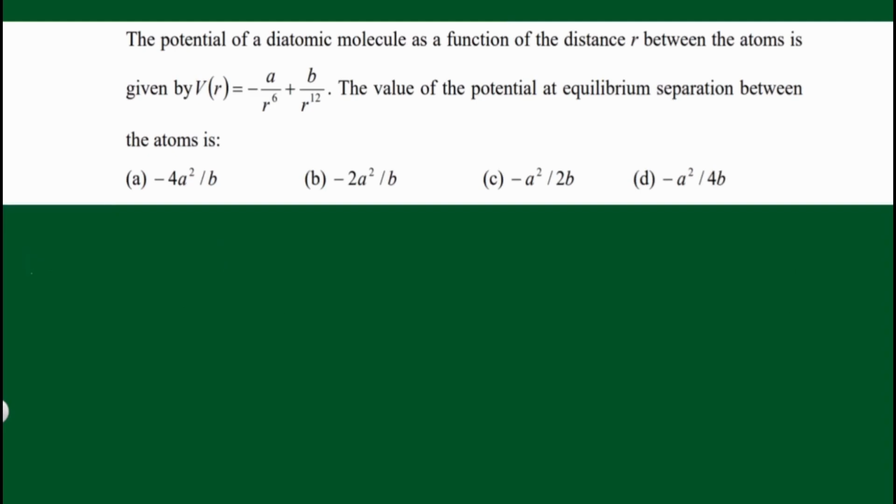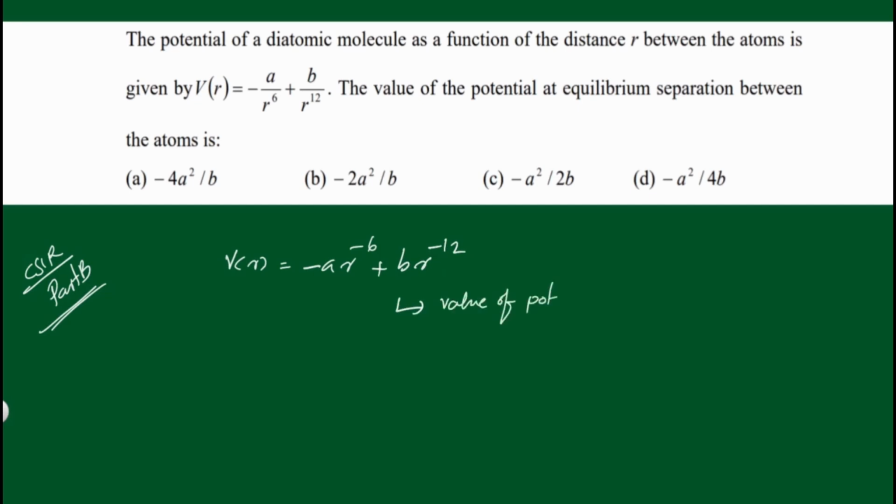Here this one is another CSIR problem, and it is also a part B problem. And here in this problem they given a potential, that is V of R equal to minus A R raised to minus 6 plus B R raised to minus 12. And they asked to find out the value of potential at equilibrium.